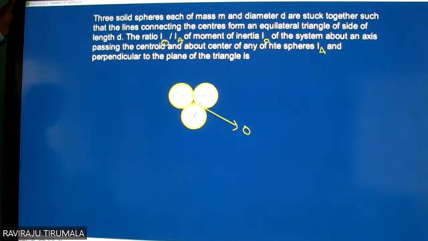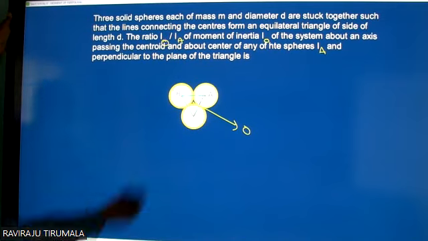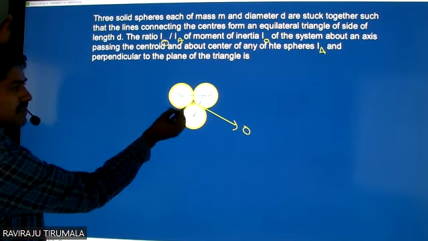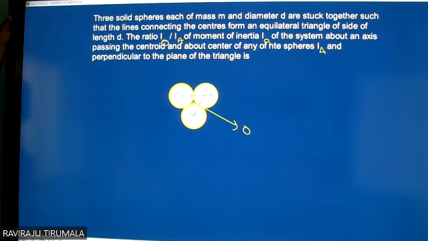Three solid spheres, each of mass m and diameter d. It was not given in terms of radius. It was given in terms of diameter d. They are stuck together such that the lines connecting the centers form an equilateral triangle of side length d. That side length is also d, because this indicates the diameter only, no? This radius plus this radius, totally the diameter.